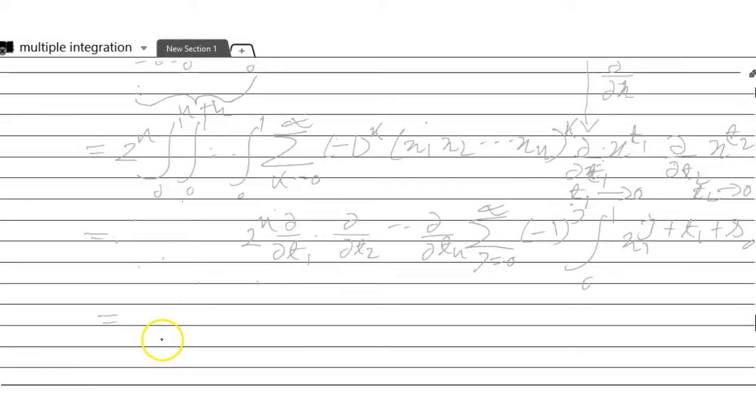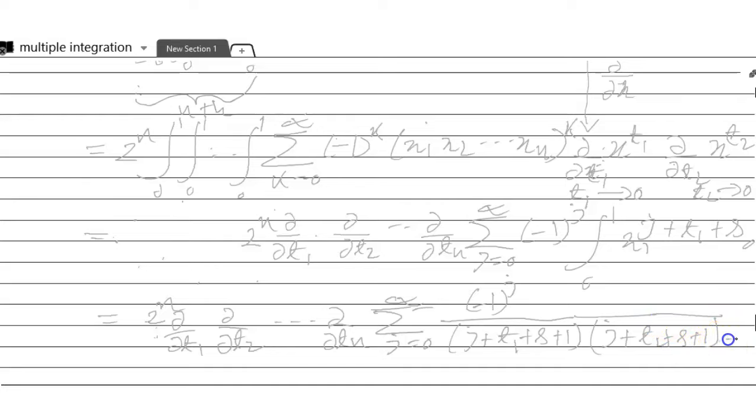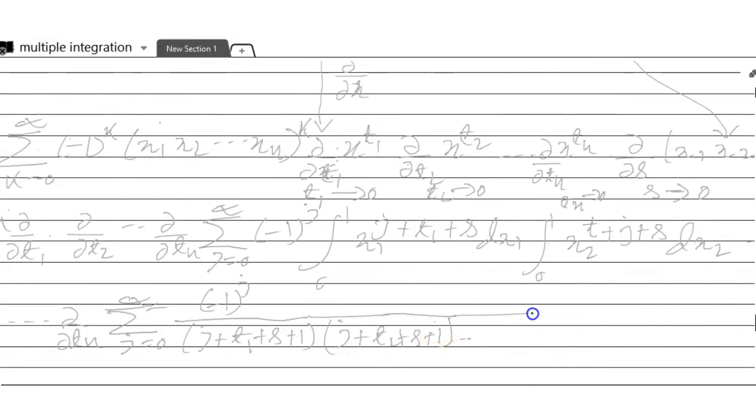So friends, whatever we see, this value is 2 to the power n, n del by del t1 del by del t2 up to del by del tn, summation j equals 0 to infinity, minus 1 to the power j, divided by (j plus t1 plus s plus 1), (j plus t2 plus s plus 1) up to (j plus tn plus s plus 1).